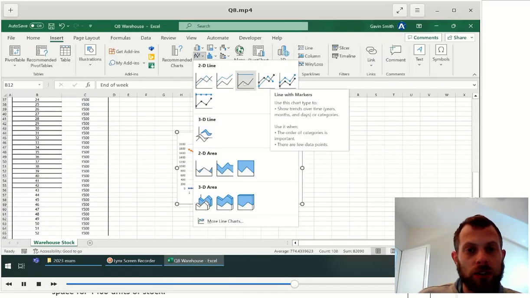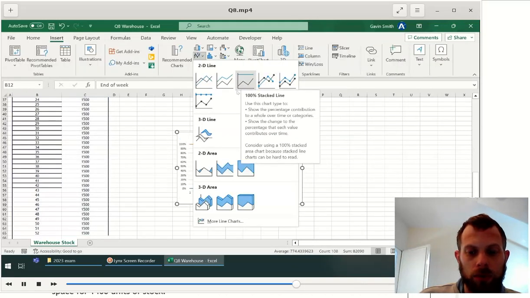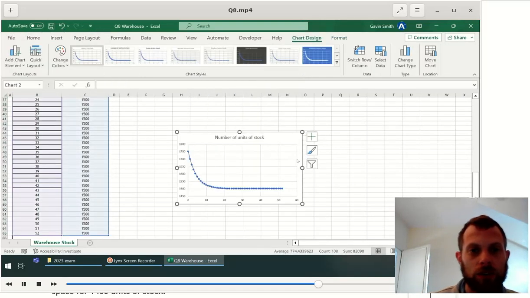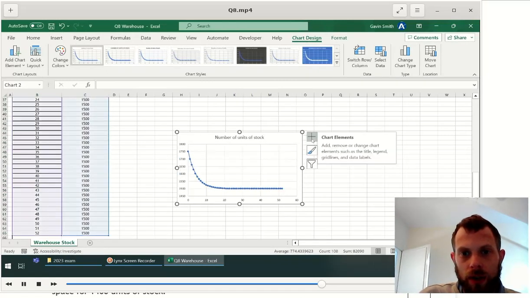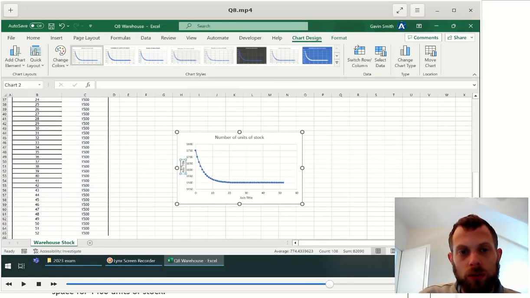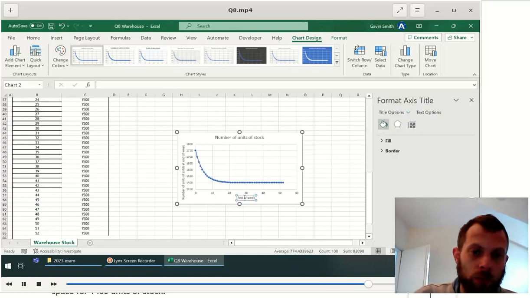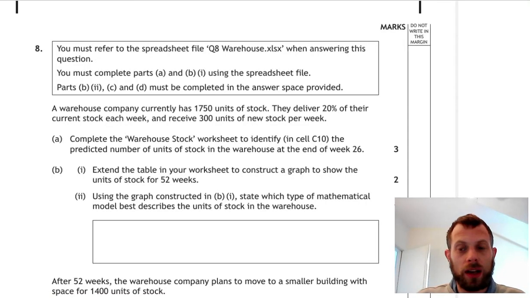Then later on you do a graph, which is not the line graph actually, which I was trying to do there. It's the scatter plot. So not the line graph, it's that one there, scatter graph. You click on the plus sign in the top, that plus one for chart elements. You can put on the axis titles, although in this particular question it wasn't required to have axis titles. Number of units at the end of the week and which week it was. Okay, so that's the Excel part of it.